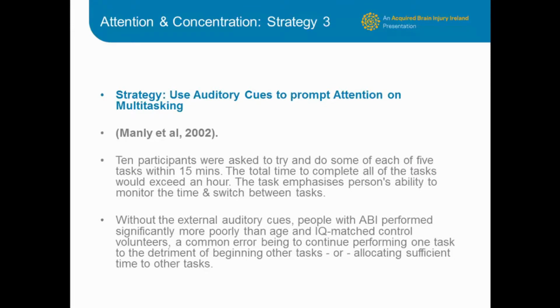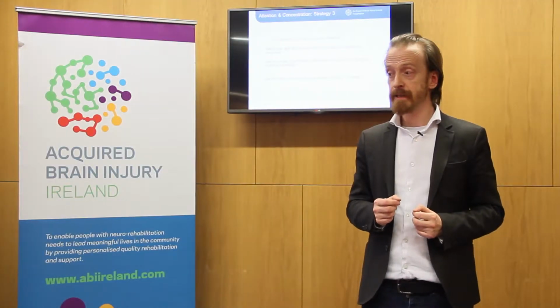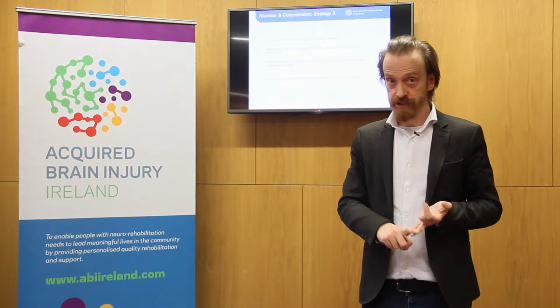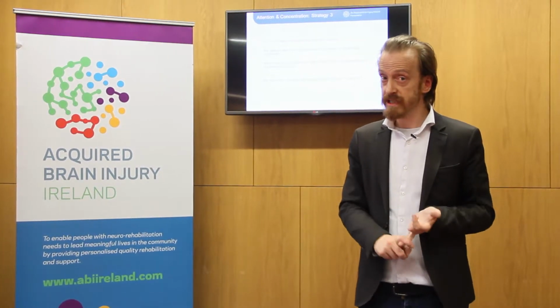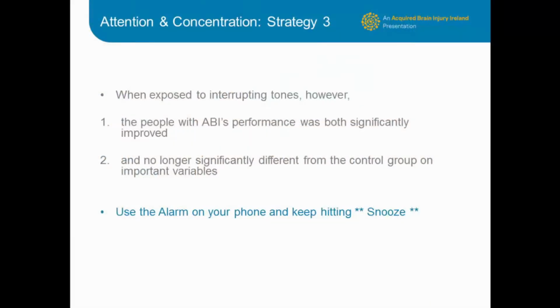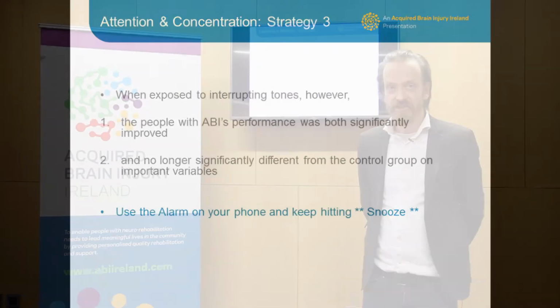So what they discovered was, when you had this interrupting tone every few minutes, it prompted people, all right, I'm supposed to switch, and people were much better able to switch when they had that external cue coming in. And interestingly, they had age and IQ matched control groups, so people who were just as able, around the same age, and when you had the interrupting tones in, now the people with brain injuries were no different from that control group.